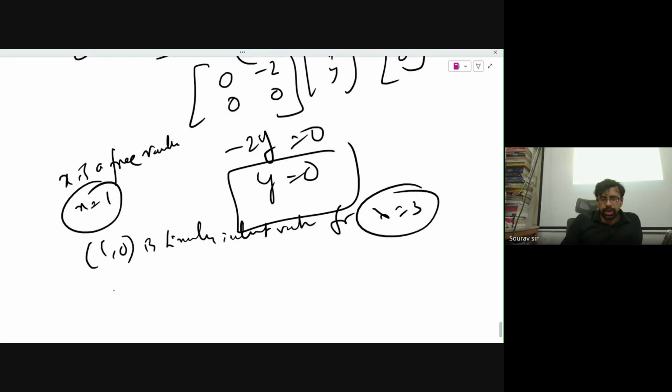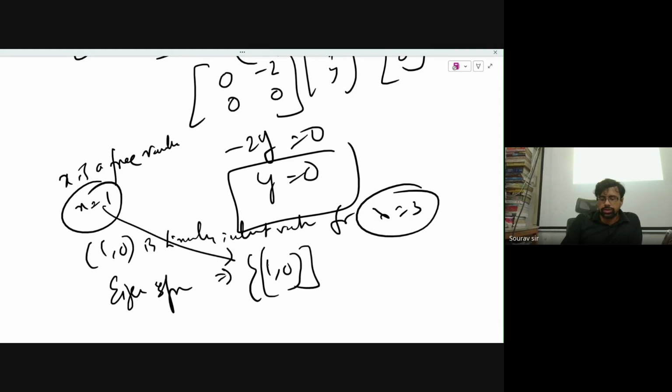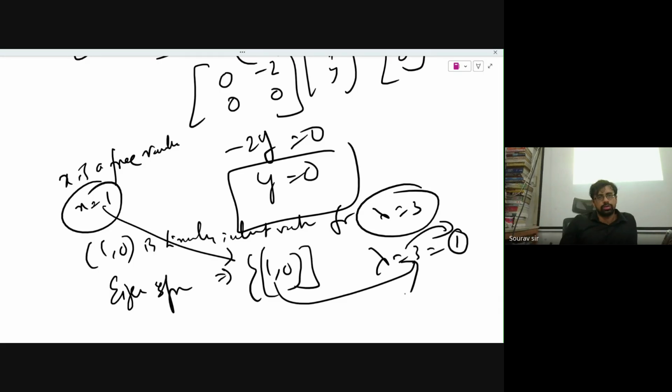So what is the eigenspace? 1 comma 0, that is the eigenspace, or n comma 0 in this case. So the geometric multiplicity of lambda equal to 3 is 1. And obviously you haven't got everything. It's not complete, a little bit came, then it got stuck in the middle.